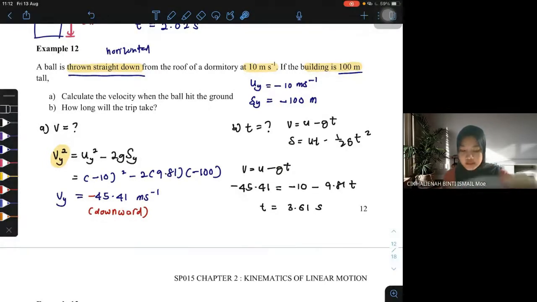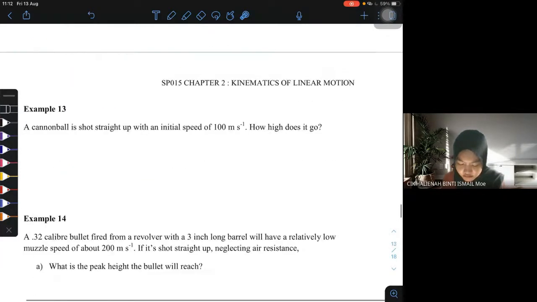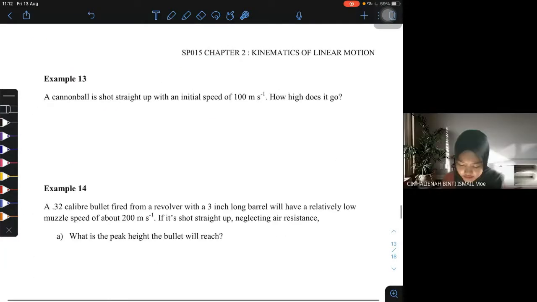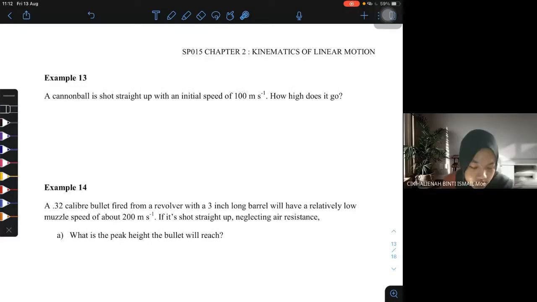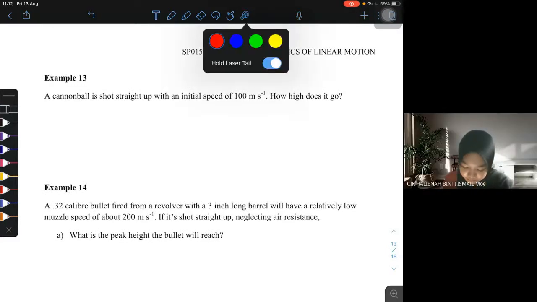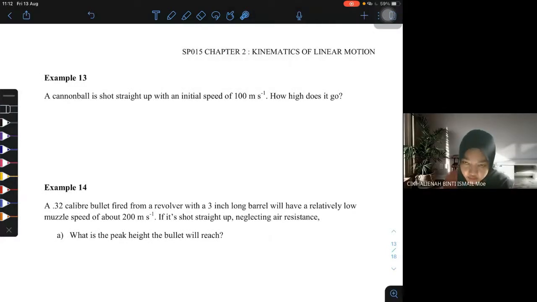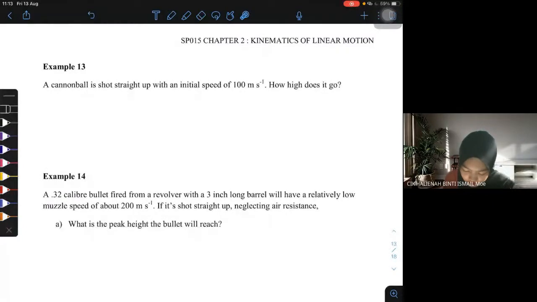Okay, kalau tiada soalan, can I continue to the next one? Example 13. Yes, miss. Okay, so example 13. We have here a cannonball. A cannonball is shot straight up with an initial speed of 100 meter per second. How high does it go?